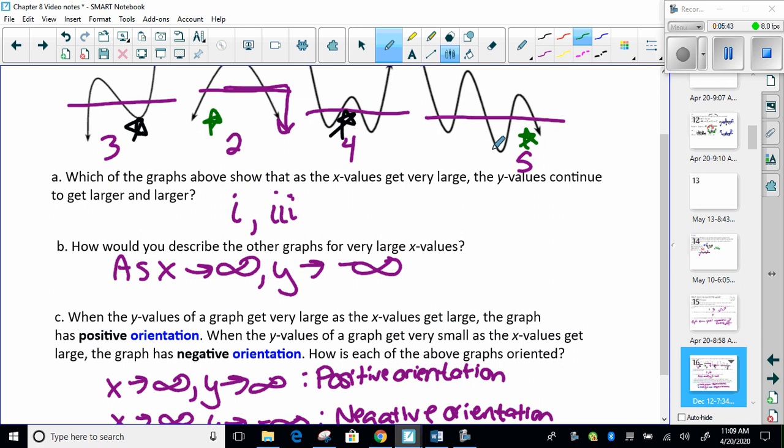The orientation is based on as x approaches infinity. So it's always on the right-hand side of the graph, which is why when you've seen me graph all of these, I always start on the right-hand side and I work my way backwards because I know the orientation.